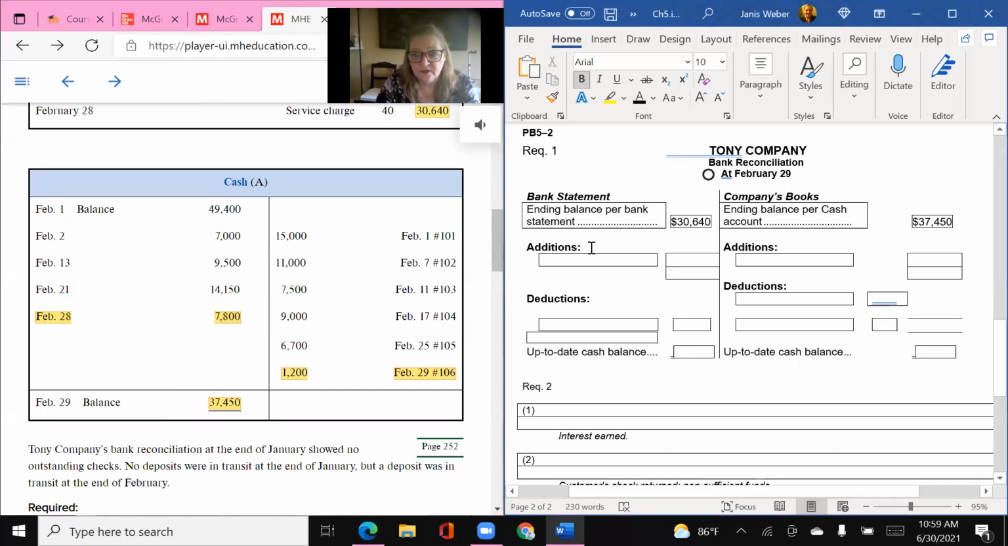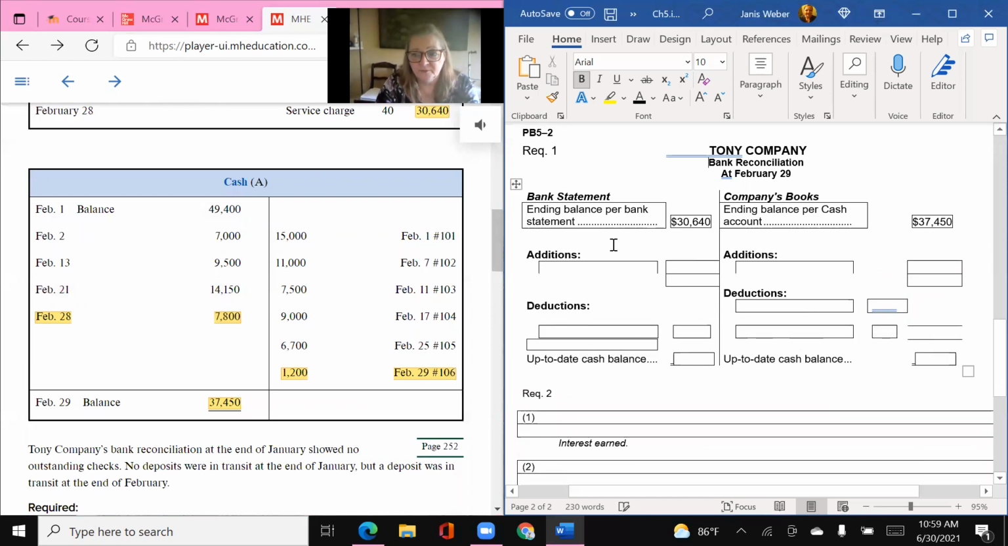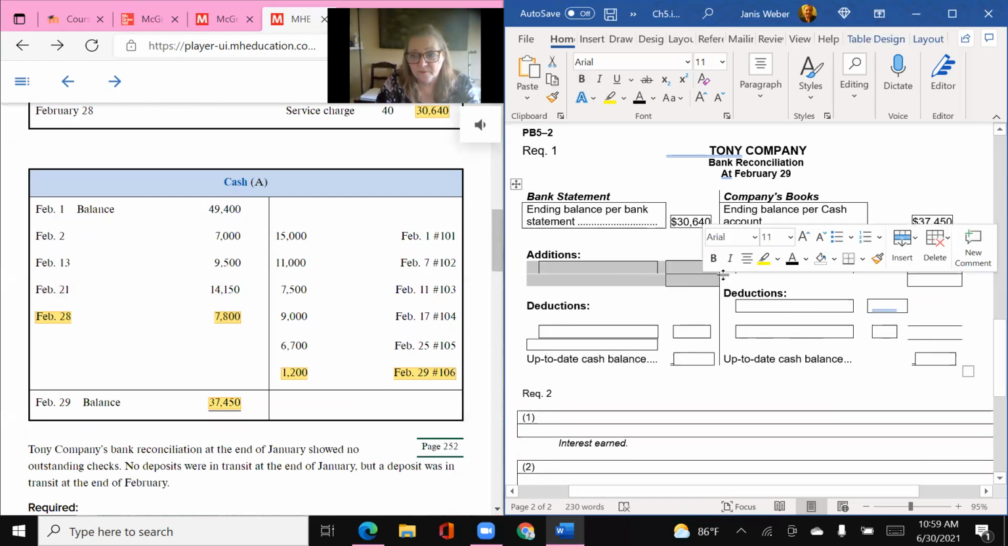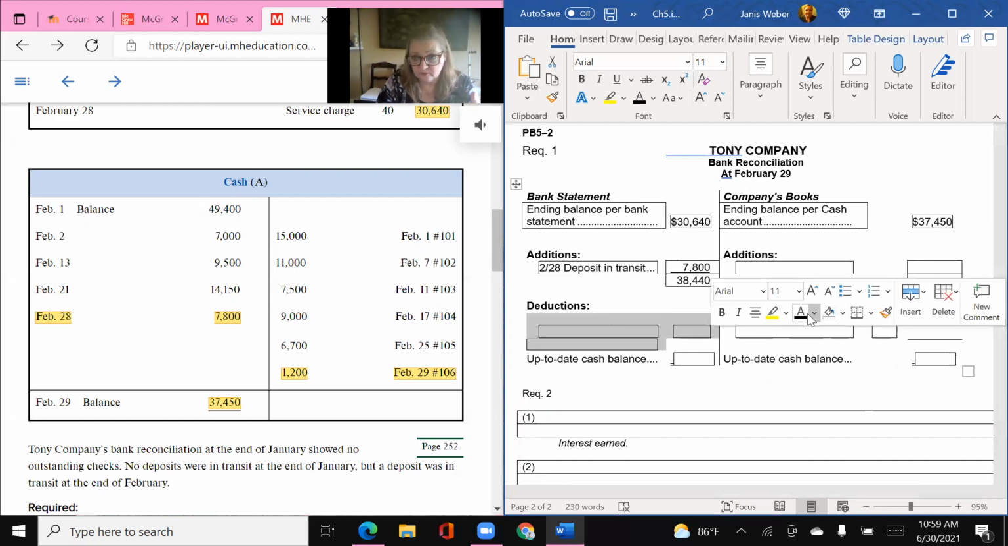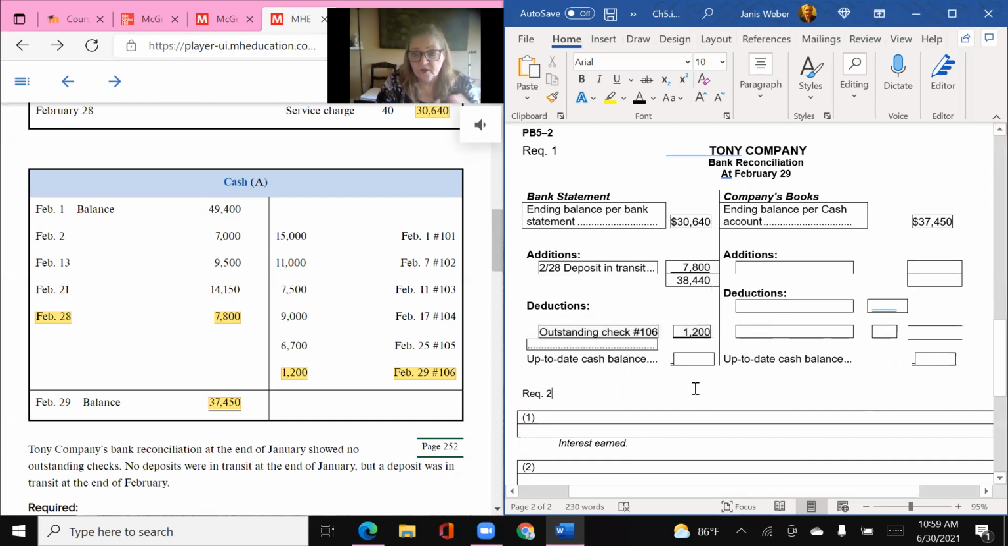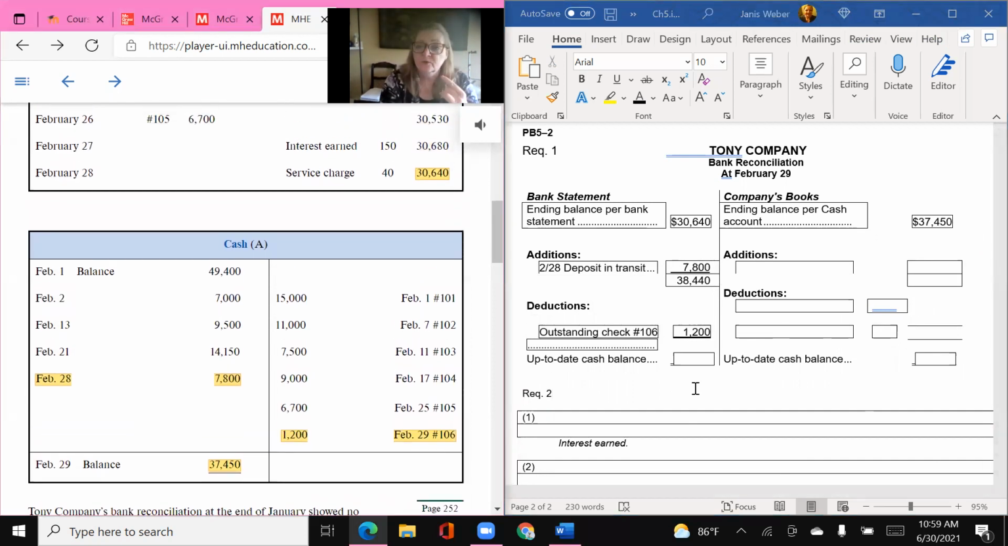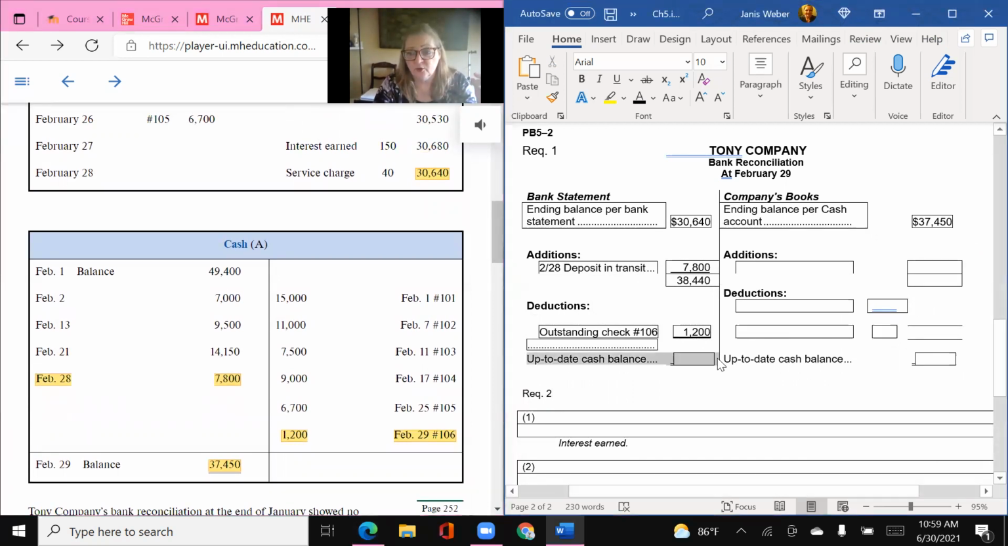We're going to add that to the balance the bank thinks we have. And then we're going to reduce for the outstanding checks because the bank doesn't know anything about those either. So that's going to get us a corrected or an up-to-date cash balance: the bank's balance that they told us that we had, plus the deposit in transit, minus the outstanding check. That means that the corrected balance or up-to-date balance is actually $37,240.